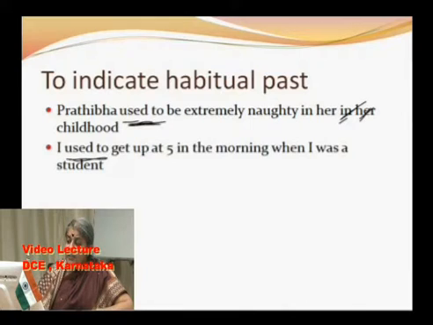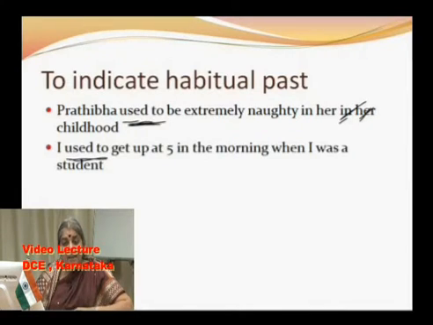Now, to indicate habitual past, whatever task or work has become a habit for me, with the help of the word used to, I can state that particular word to indicate what? To indicate the habitual past and to indicate which tense? Simple past tense, used to.